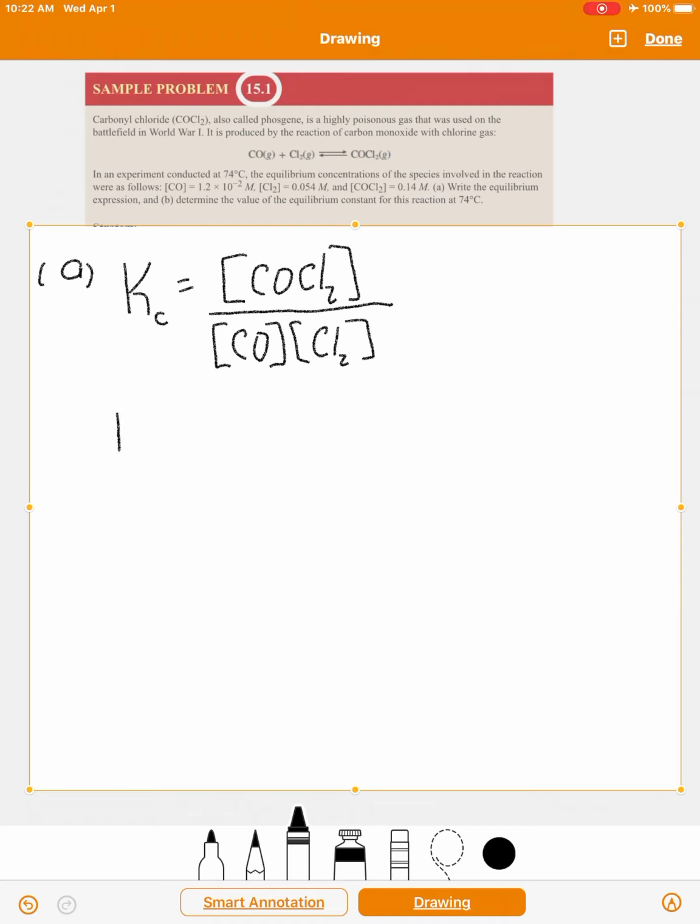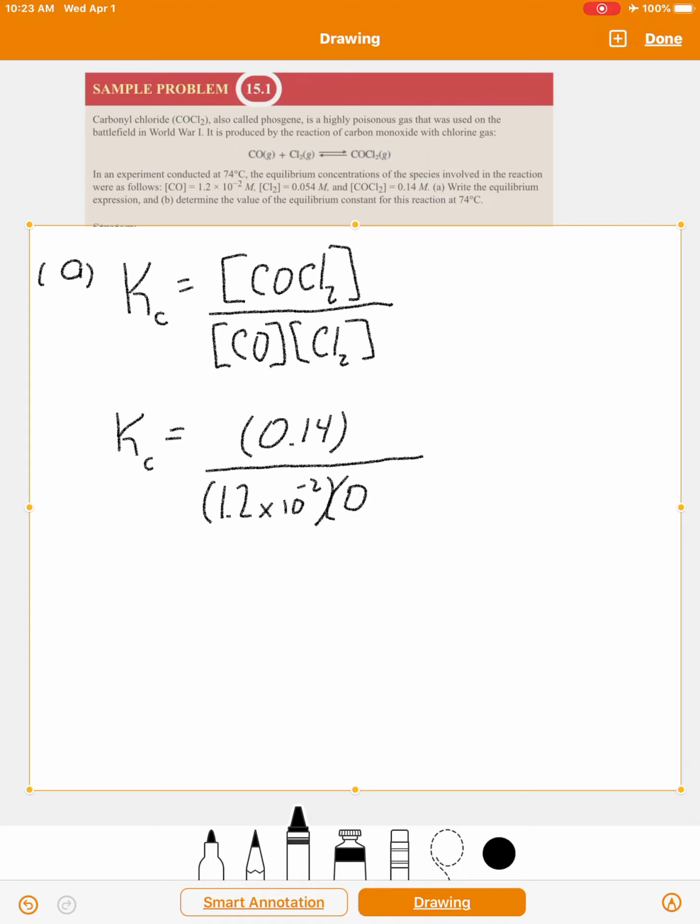Now we can calculate this value. All we got to do is put the numbers in. So the carbonyl chloride, COCl2, it's called phosgene, is 0.1 molar. Okay. Notice I don't put any units in there. The equilibrium constant is unitless, so we just put in the values in molarity, but we don't put the units in. Carbon monoxide is 1.2 times 10 to the minus 2. And then chlorine is 0.054.